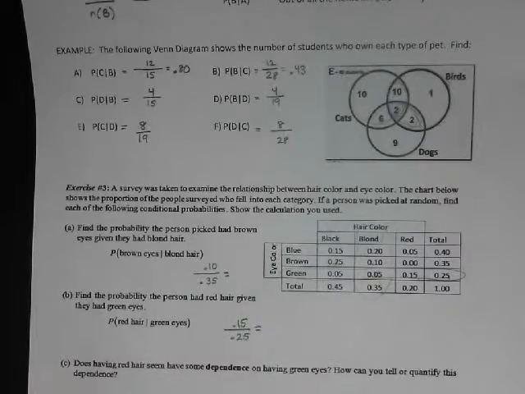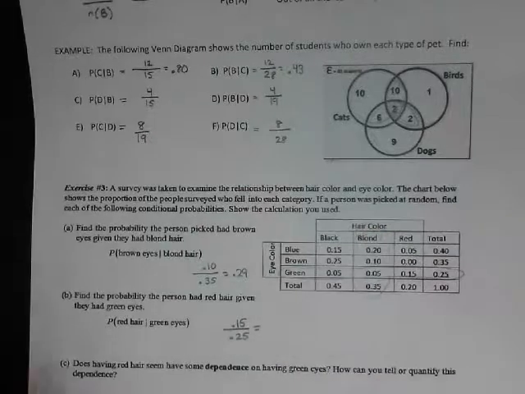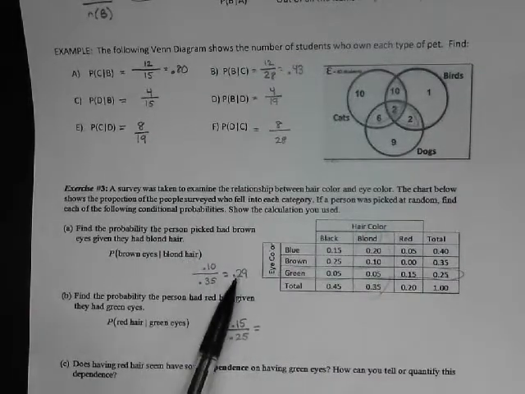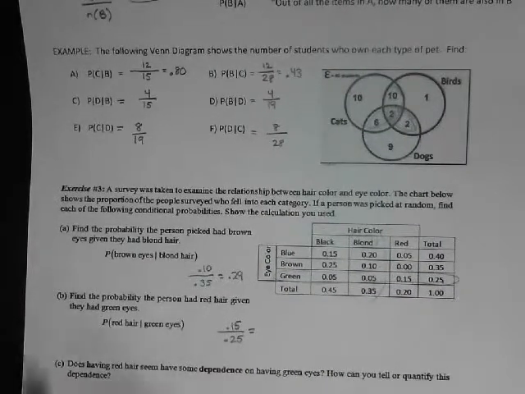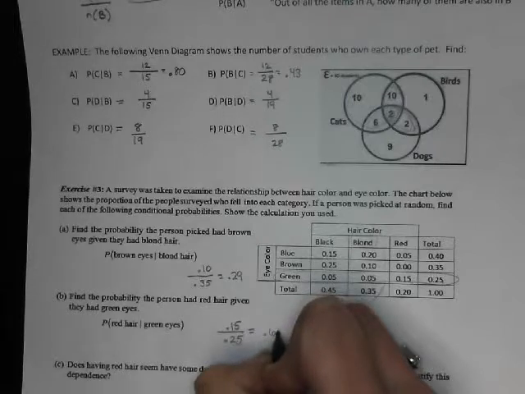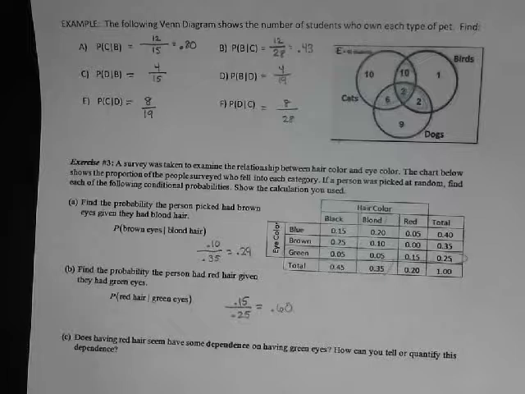So if you calculate these individually, this is a 29% chance. So if you have blonde hair, there's a 29% chance you also have brown eyes. If you have green eyes, there's a 60% chance that you also have red hair. That's very interesting. That's like the Irish stereotype, red hair, green eyes. If you have green eyes, you're way more likely to have red hair. 60% chance.